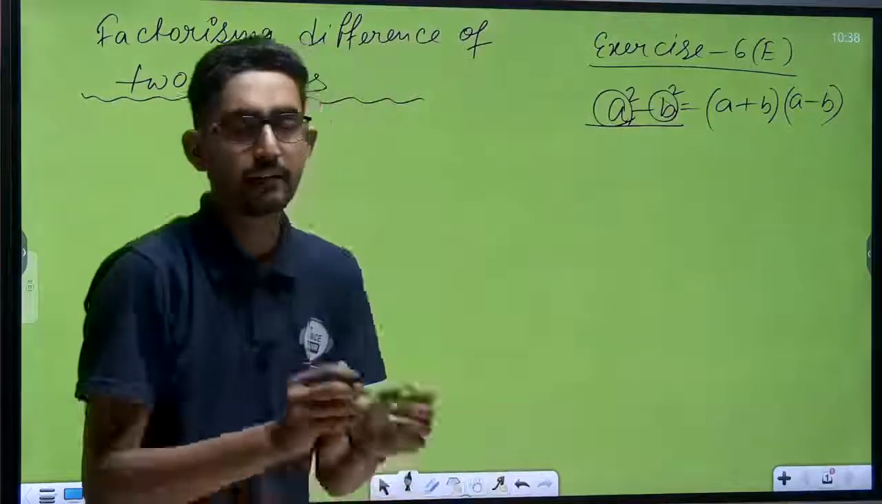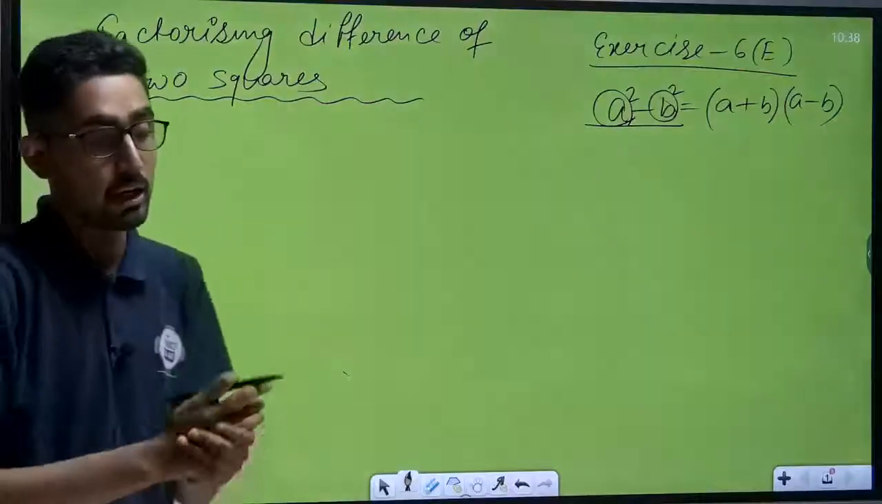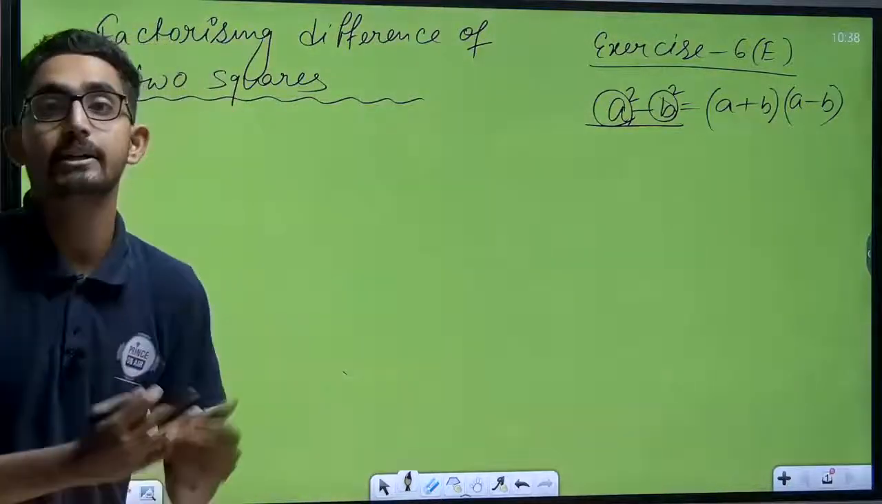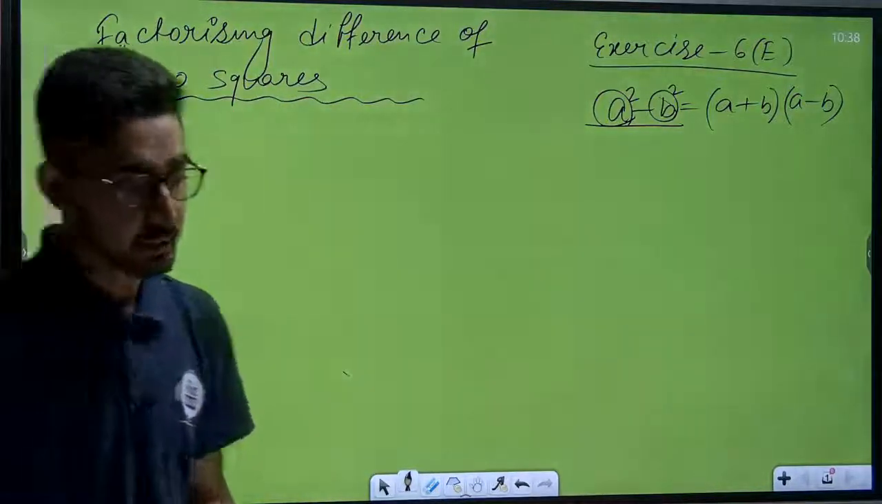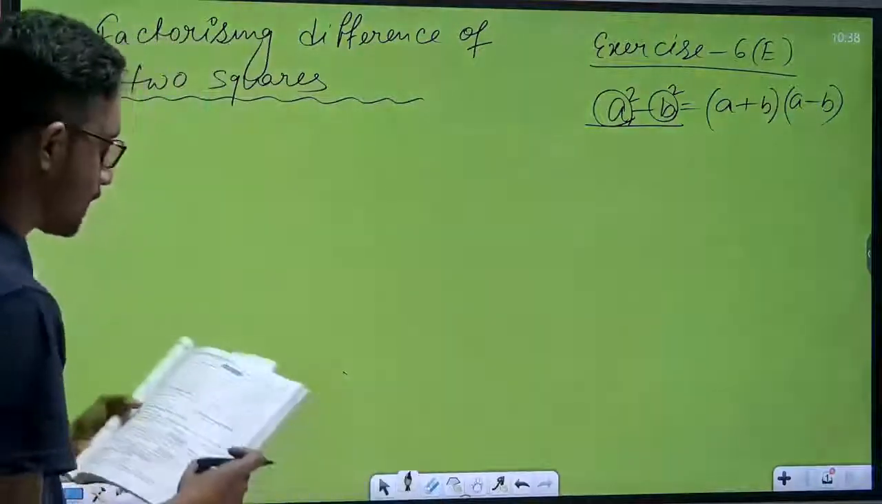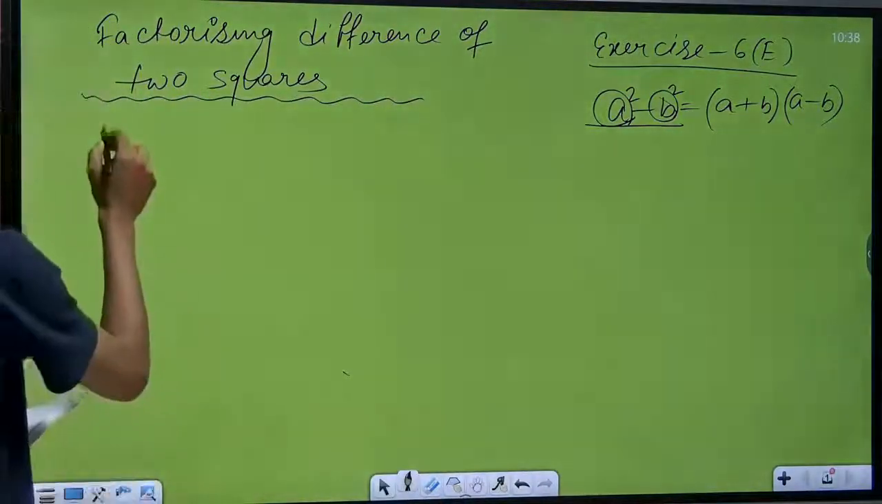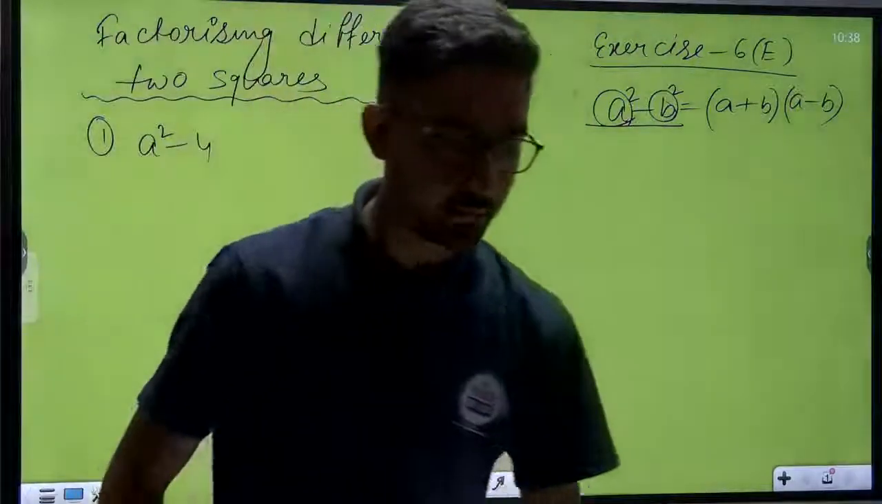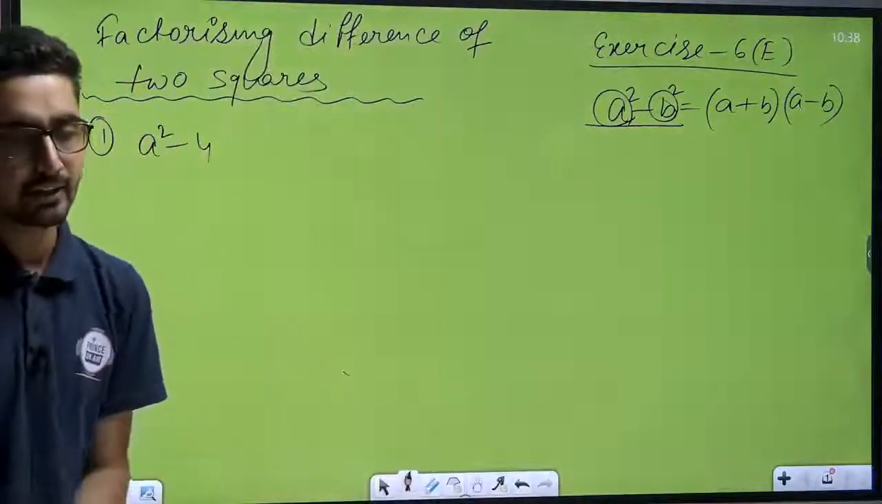So one by one, in front of you in exercise 6e, a lot of questions are there, not only 1, 2, 3, 4, 5. We will solve like 25 to 30 questions. Okay, so let's see one by one. We have to solve. First question in front of you, a square minus 4. So what is the value of a square minus 4? Let's see, try to understand.